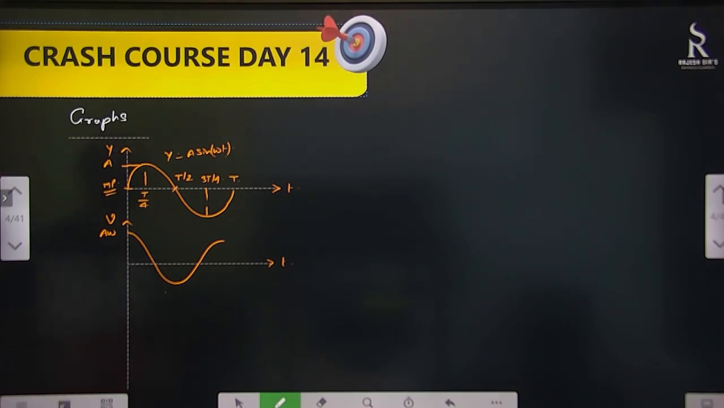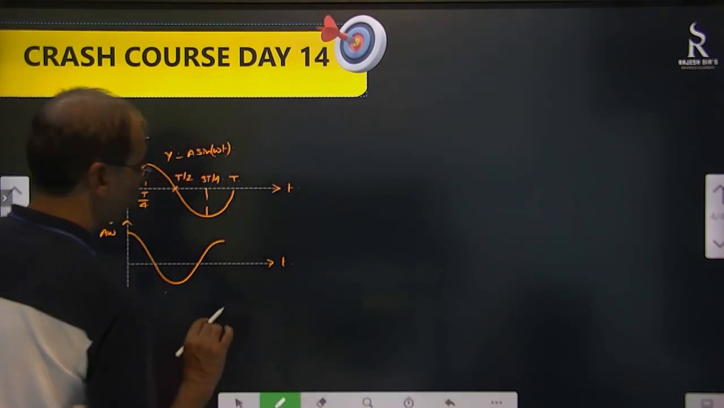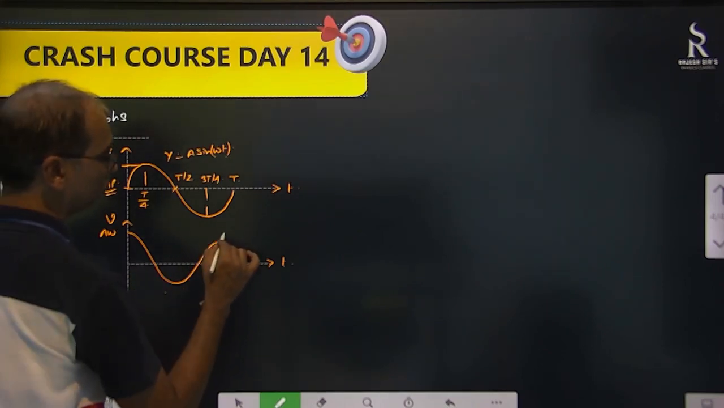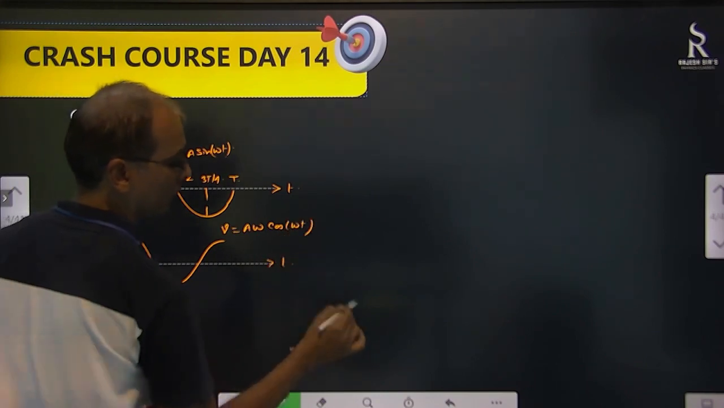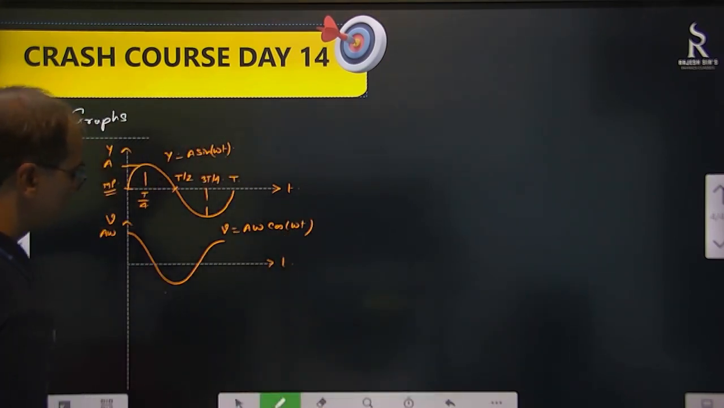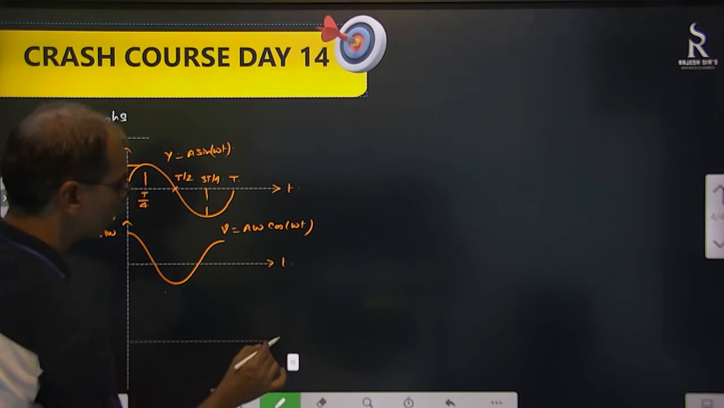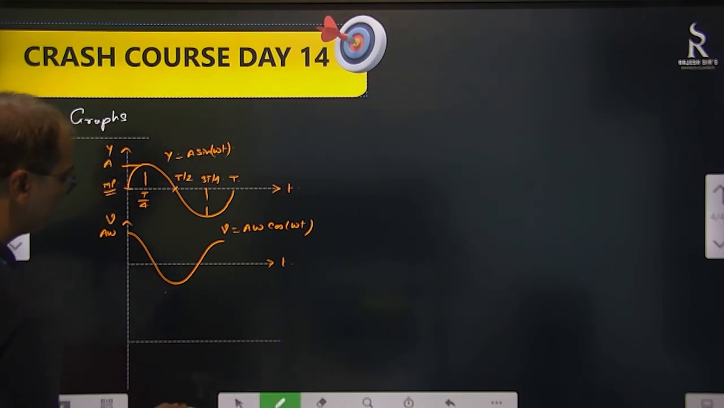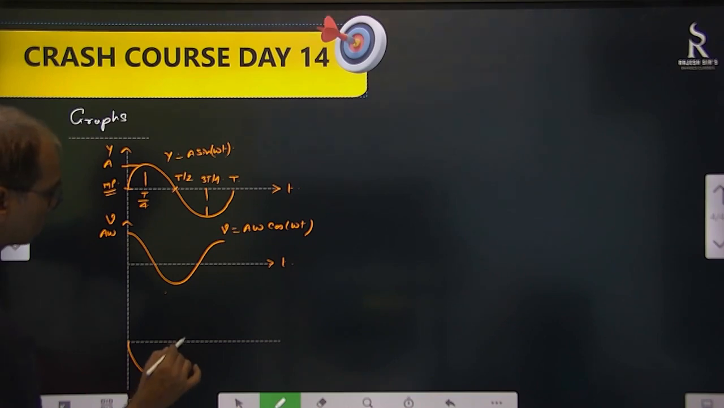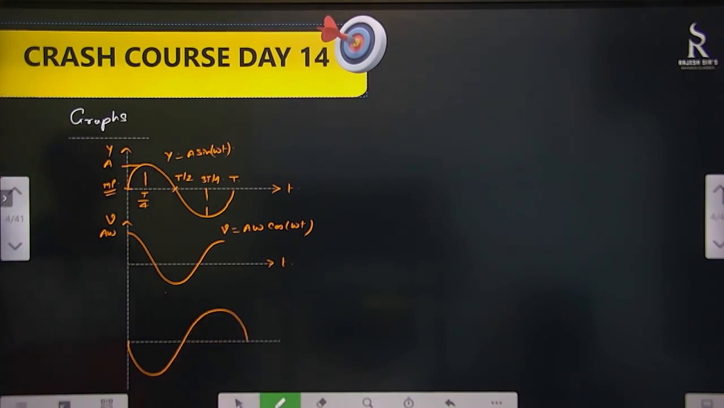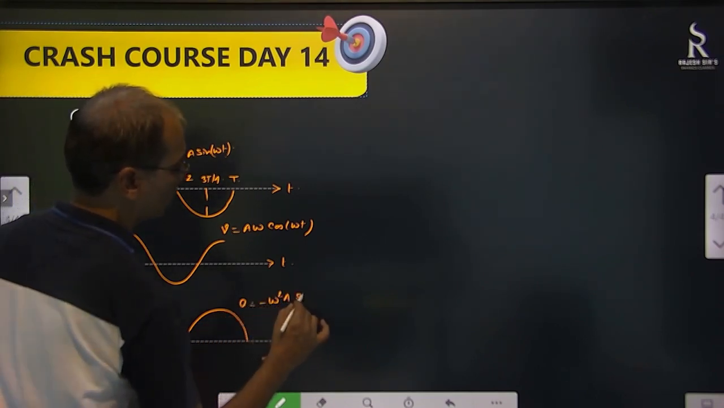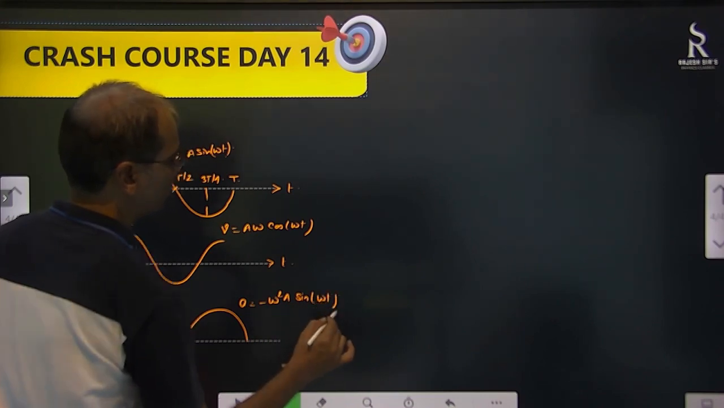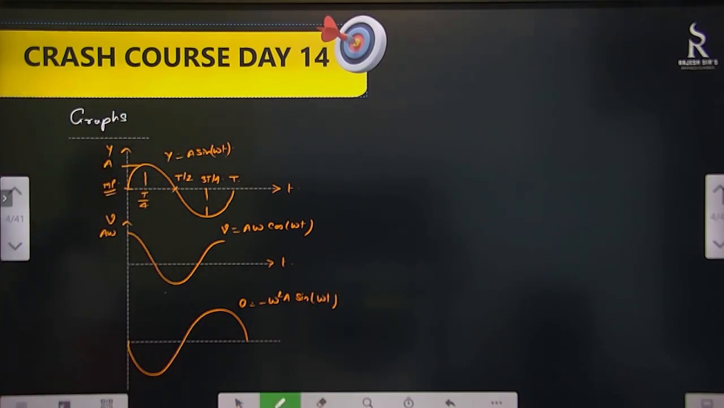In the same way, the acceleration time graph is also a sine curve. This is a cos curve, v equal to A omega cos omega t. Then acceleration. The acceleration curve is like this. Why like this? Because this is negative, minus omega square sin omega t. This is the acceleration time curve.